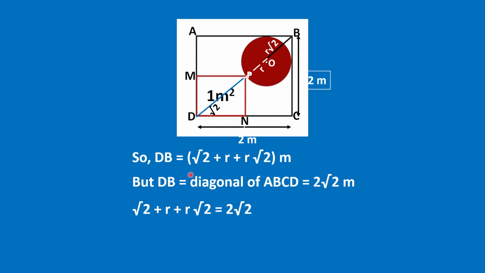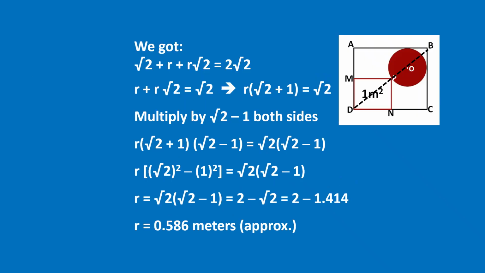So now we can say that root 2 plus R root 2 is 2 root 2, the total diagonal, which is made up of 3 segments. So the total diagonal of a square with each side 2 will be 2 root 2, made up of root 2 plus R root 2. Now we can set up this equation, and from it we shall calculate the value of R, the radius. So we got root 2 plus R root 2 equal to 2 root 2.